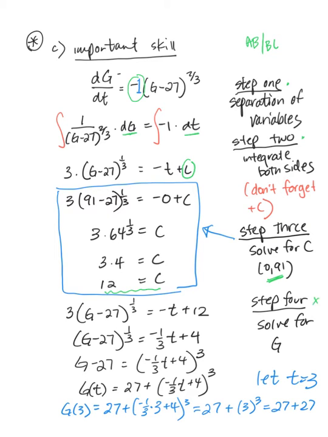Our very last step is to actually solve for our function. In this case, it's g. And so I'm just going to put my c that we just found in there. I'm going to divide both sides by 3. And then I'm also going to cube each side, and I'm going to slide that 27 over on the right. So here is my function in terms of g. I'm going to let t equals 3 because they asked for g of 3 in part C, and I get 27 plus 27. And you can leave it like that.